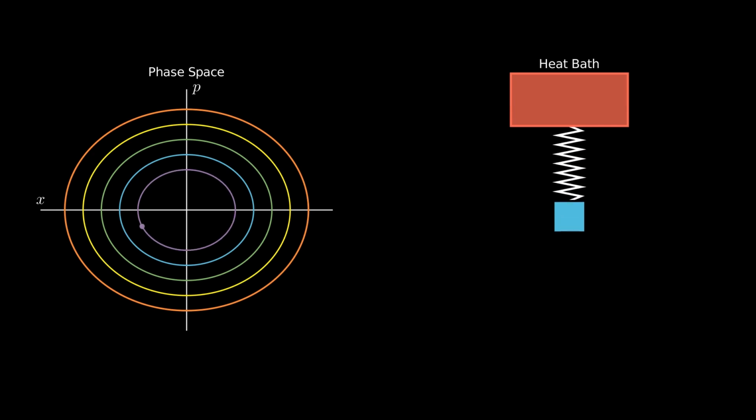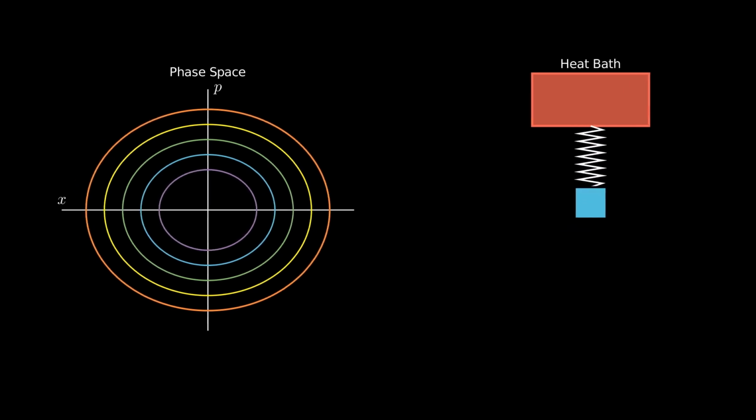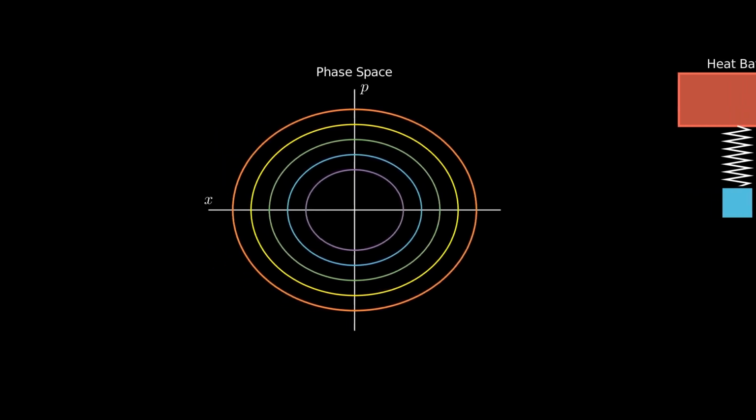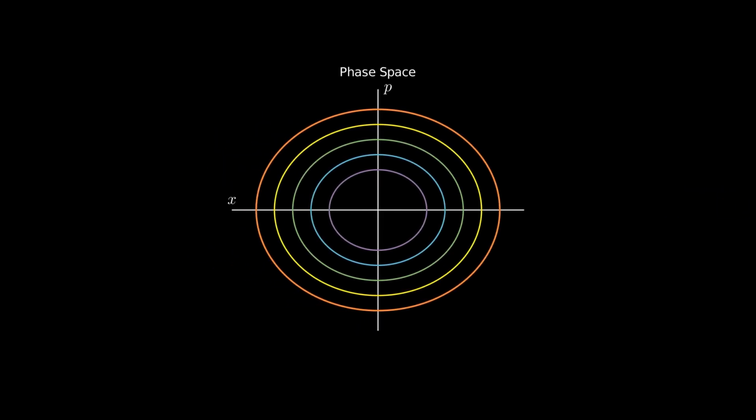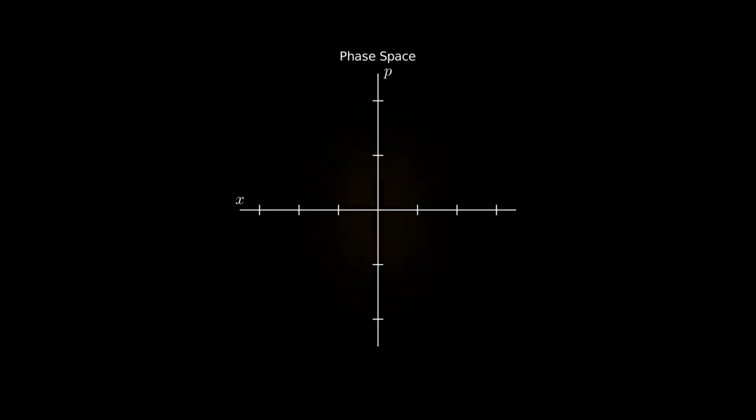Boltzmann comes in here and he asks the following question. If you were to randomly observe a spring like this in the real world, what is the probability that it exists in a certain point in phase space?